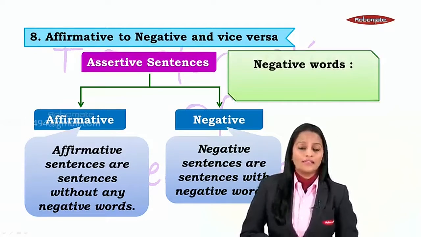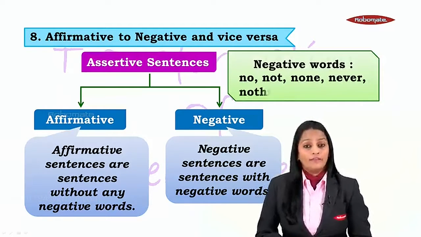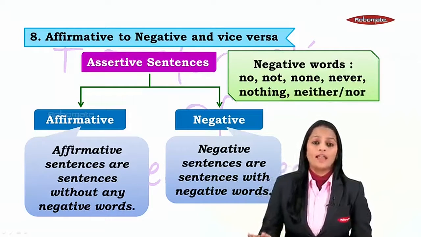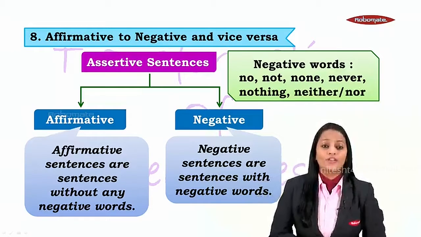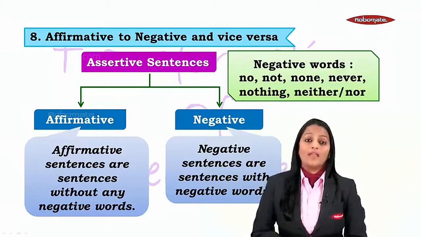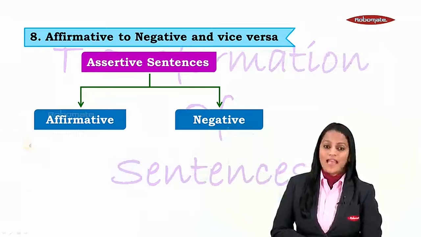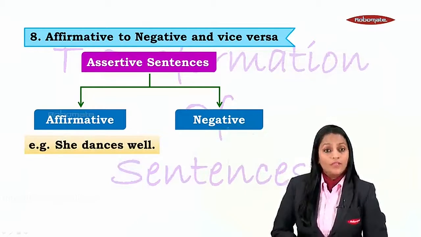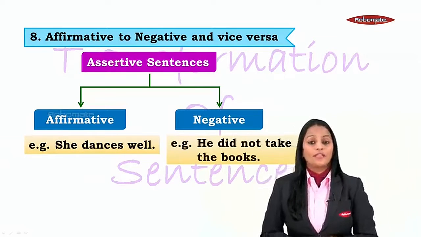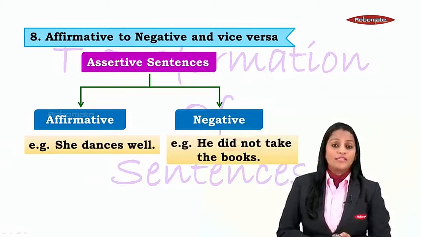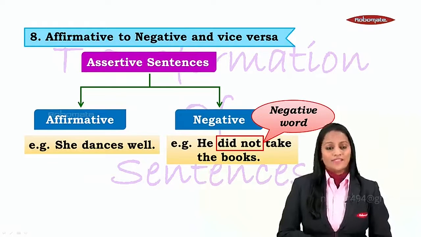Now, what are negative words? Words like no, not, none, never, nothing, and neither nor. So the negative words starting with no and then different versions of it, these are negative words, and whenever there is any of those negative words, it becomes a negative sentence. Example, she dances well. Here, none of those negative words are there, so it's an affirmative sentence. And if you look at this, he did not take the books. You can see there the word did not, and that's a negative word, so it's a negative sentence.